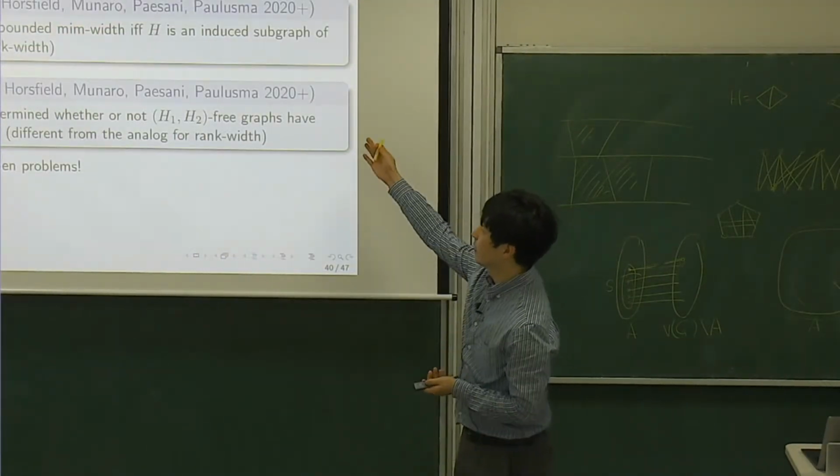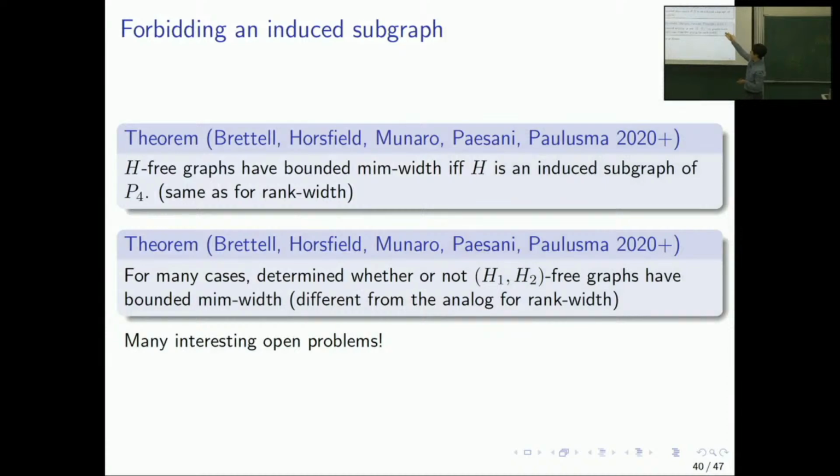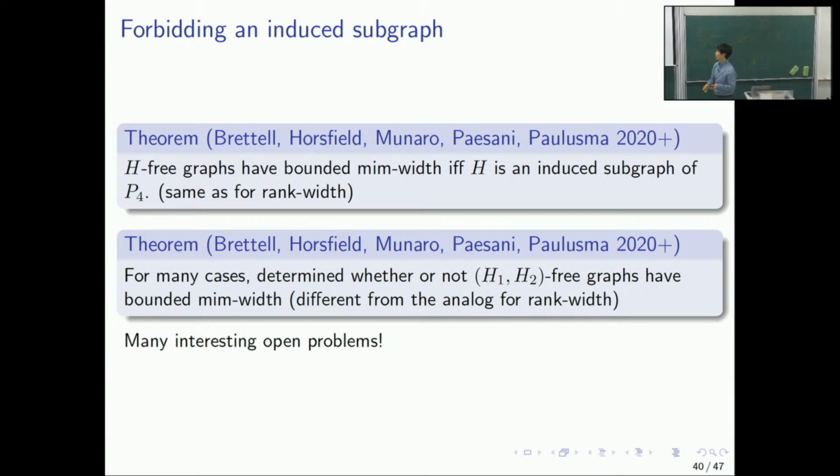And also, very recently, Vatshelle, Horsfield, Munaro, Pasani, and Paulusma. Paulusma had several sequences of works about whether, if you forbid some graphs as induced subgraphs, you have bounded rank-width or not, and they tried to think about the Mim-width. If you exclude one graph as an induced subgraph, then the phenomenon is the same. So it's bounded Mim-width depending on whether H is an induced subgraph of P4. But for the two graphs, they figured out that a different thing happens.